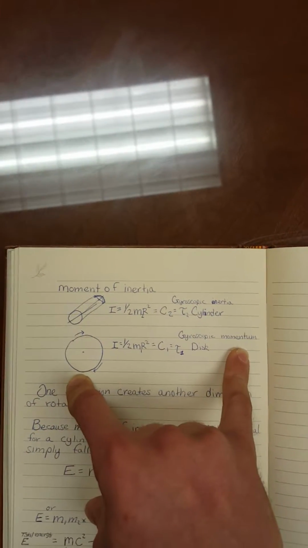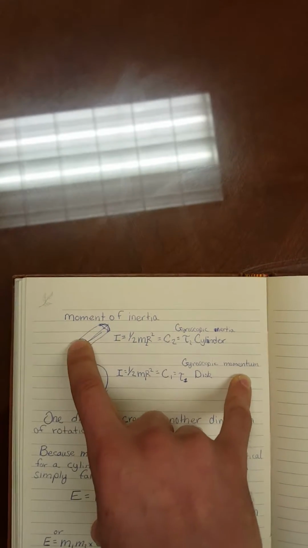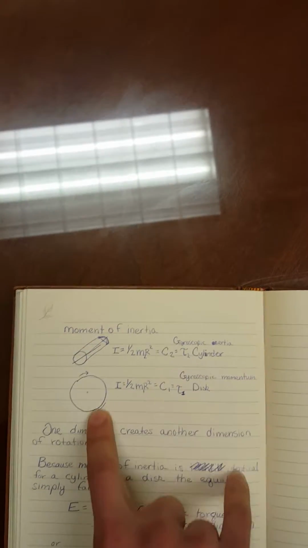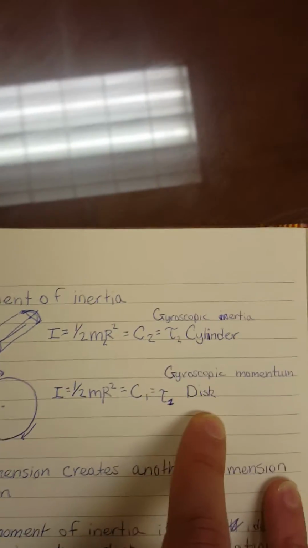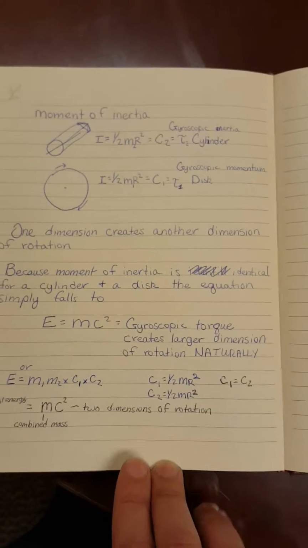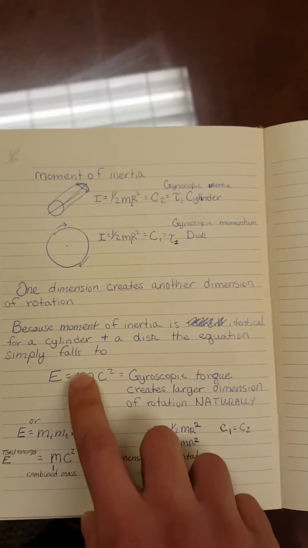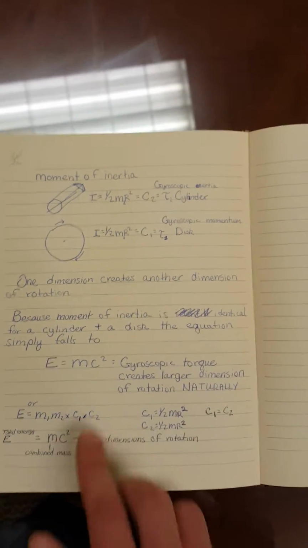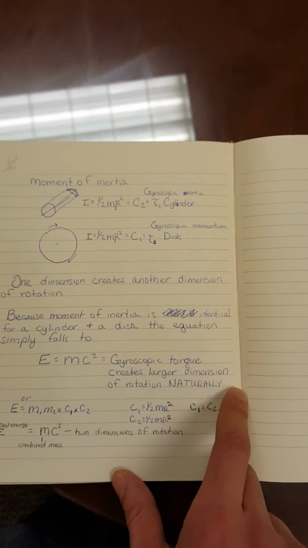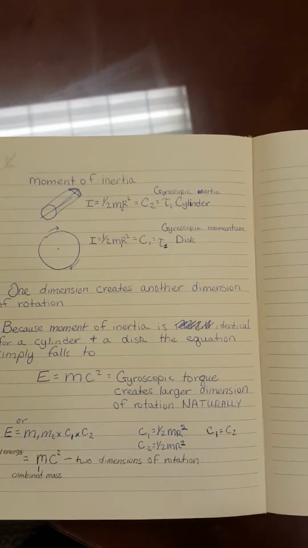But this is based on momentum. So the speed of the wheel is based on the cumulative momentum of the gyroscopic inertia. And when you look at a cylinder, and then you look at a disk, and you look at their moments of inertia, you notice they're identical. So the reality is that one dimension creates another dimension of rotation. So because moment of inertia is identical from a cylinder and a disk, the equation simply falls to E equals mc squared. So the gyroscopic torque creates a larger dimension of rotation naturally. That's how it happens in space.